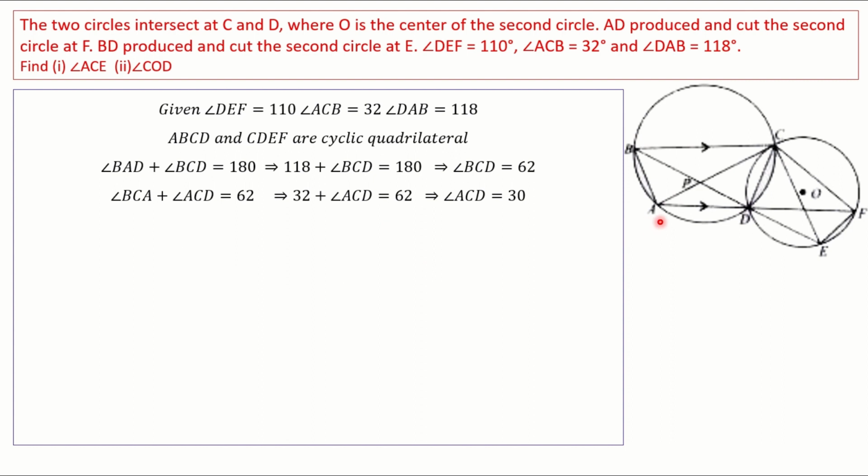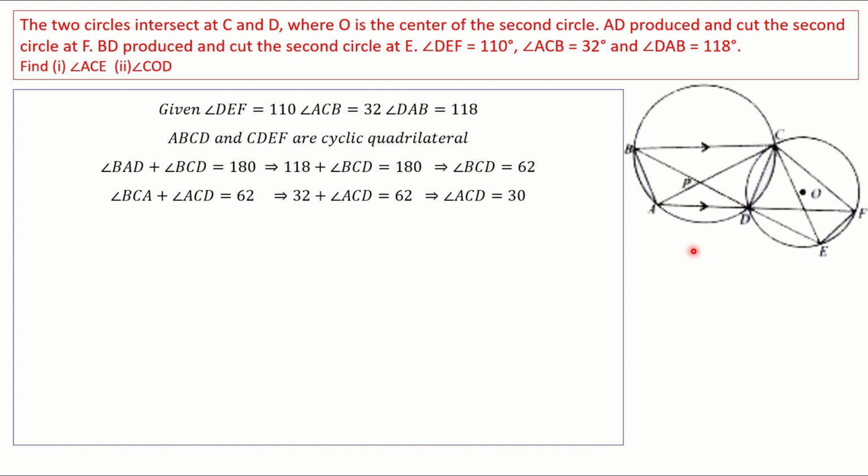Next, angle BCA plus angle ACD equals 62. That is nothing but BCD, right? BCA is given as 32 degrees. So angle ACD is 30 degrees.